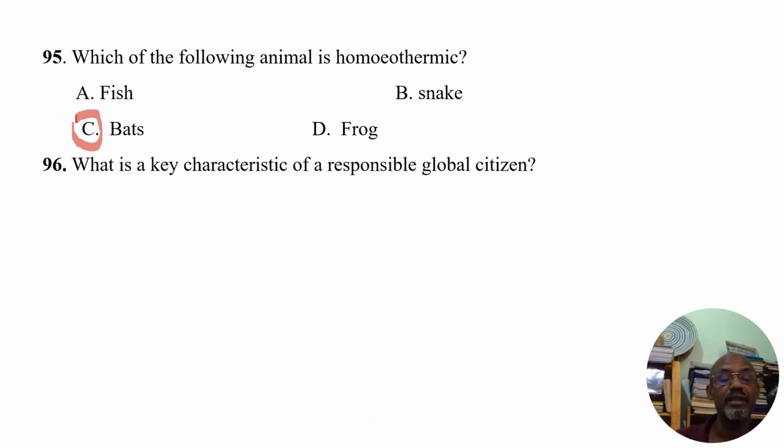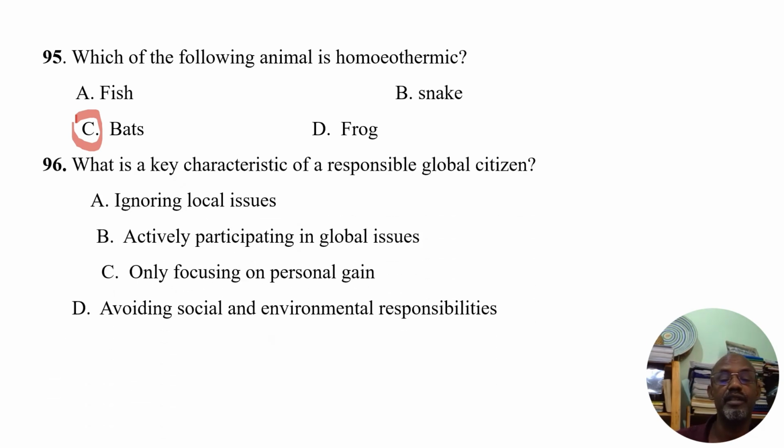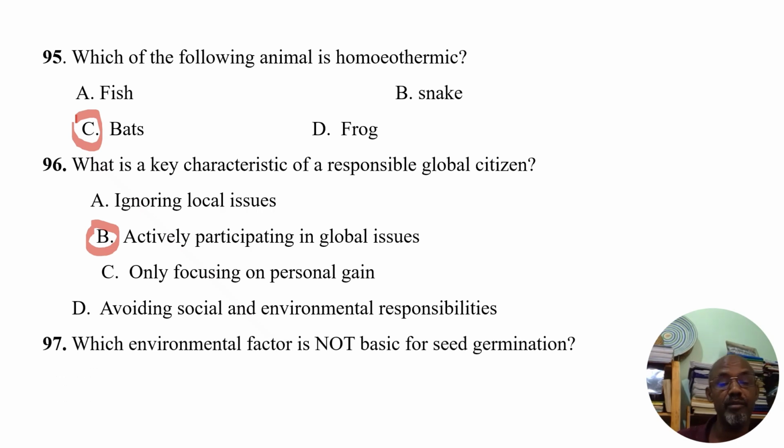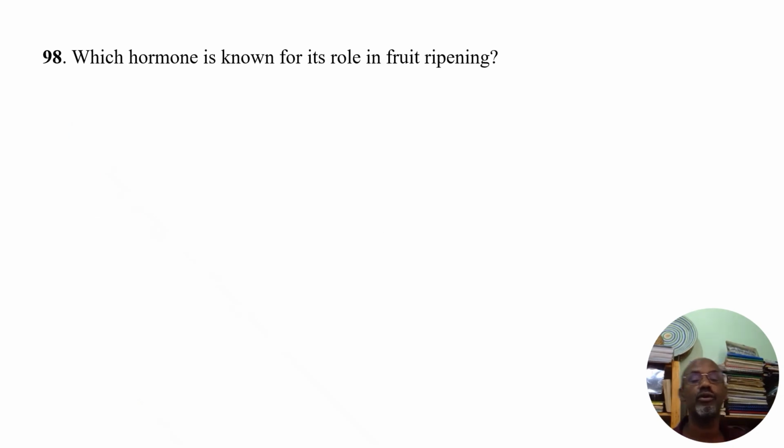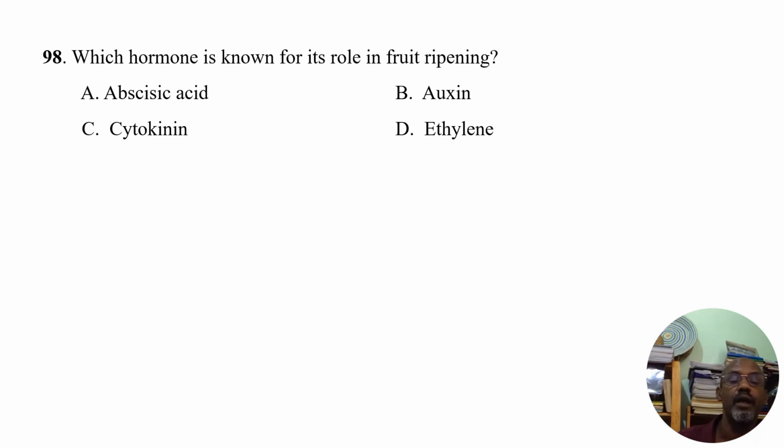96. What is the key characteristic of a responsible global citizen? Avoiding social and environmental issues, ignoring local issues, or actively participating in global issues. That is the answer, of course. 97. Which environmental factor is not basic for seed germination? In this case, it is soil. 98. Which hormone is known for its role in fruit ripening? This one is ethylene. Ethylene is very important for fruit ripening.